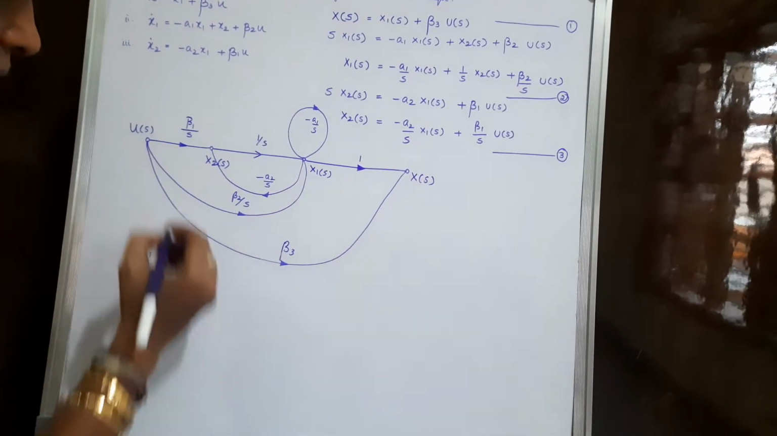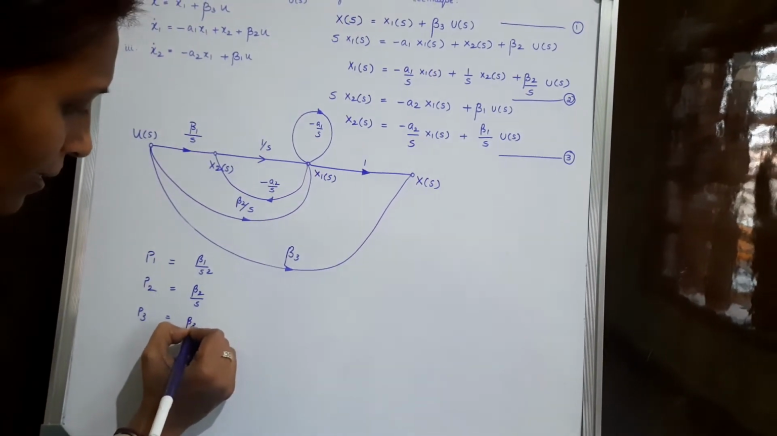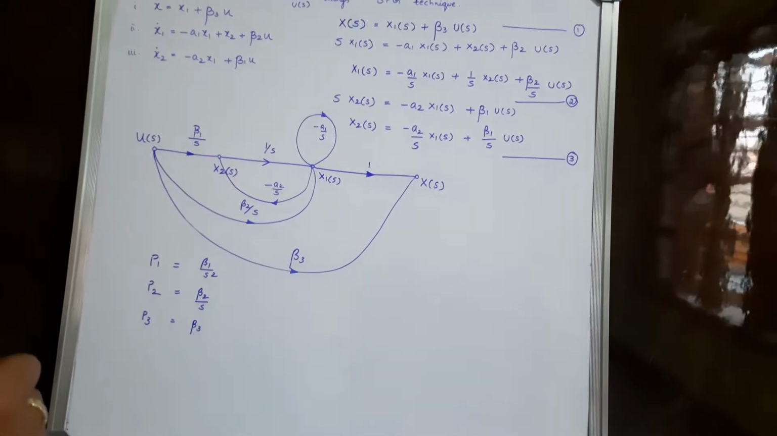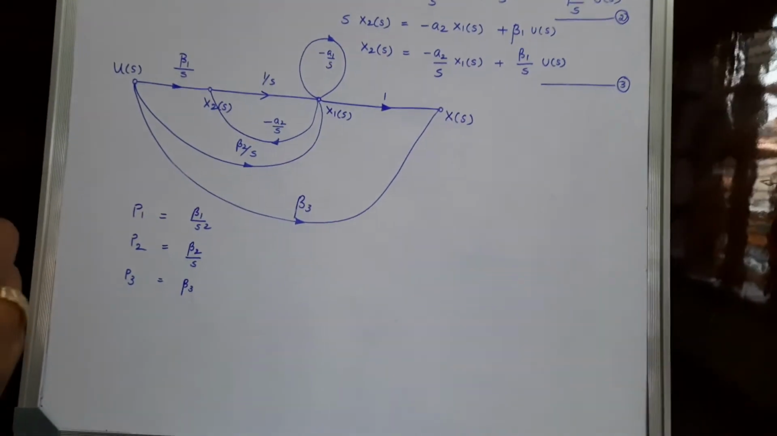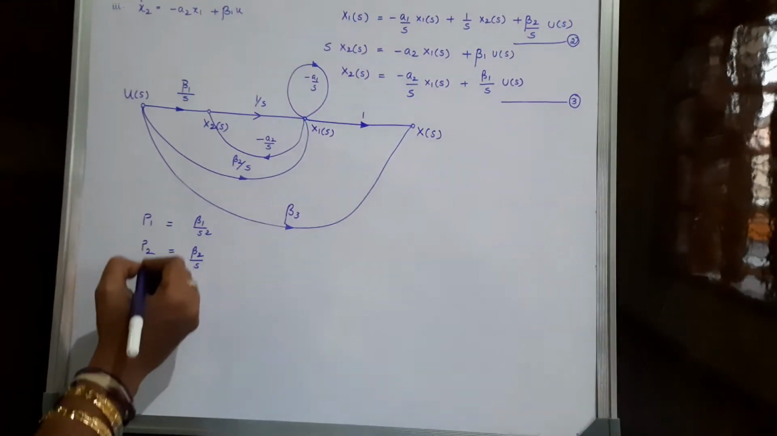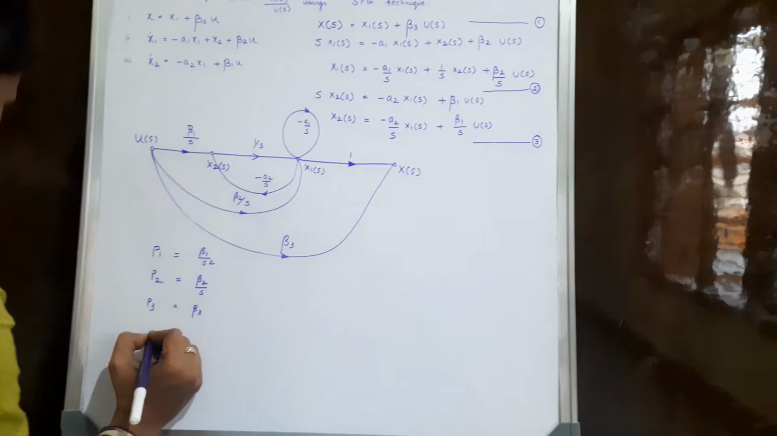So the third one being the path gain to be beta 3. So totally we have three paths having path gains to be respectively these. Now is to find out the loops.